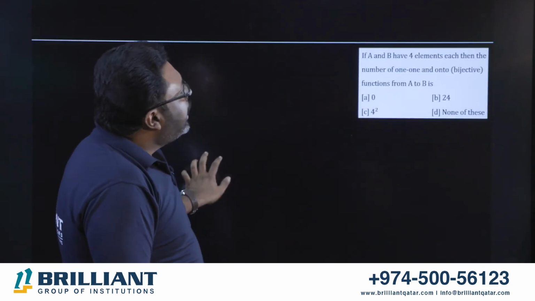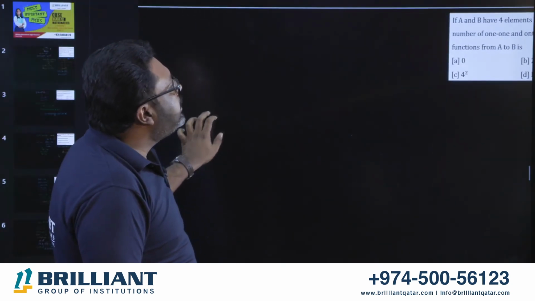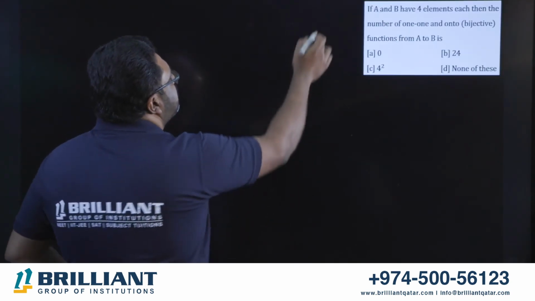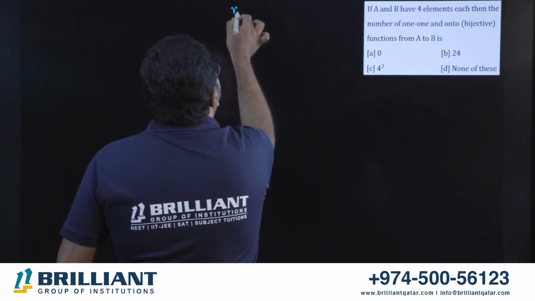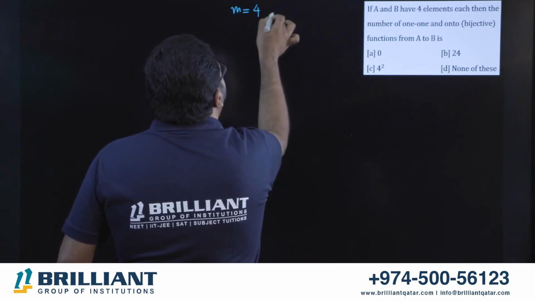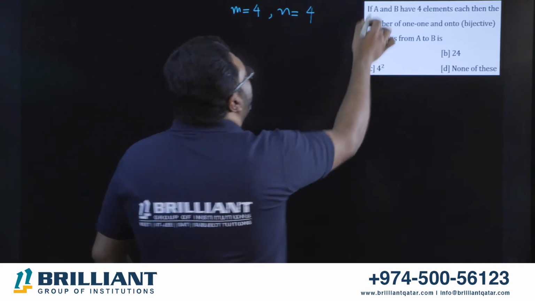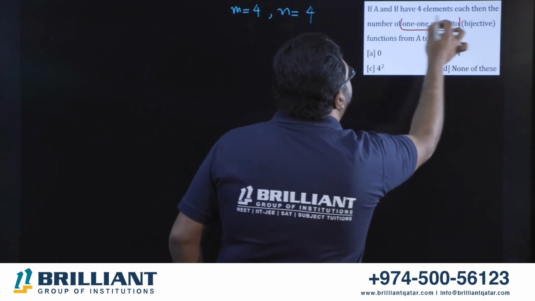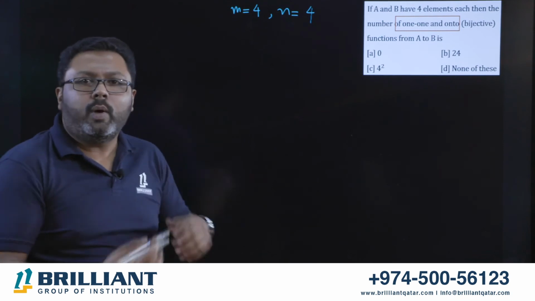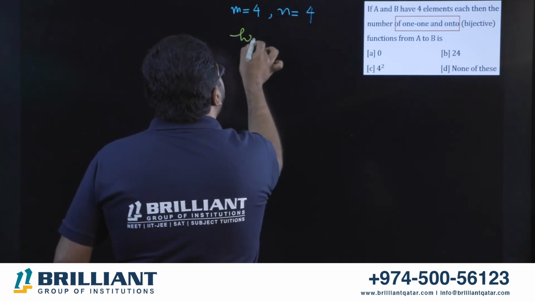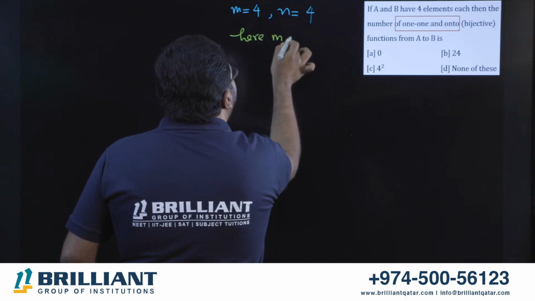Okay, next question. A and B have 4 elements each. So the number of elements in A, m, is equal to 4, and the number of elements in B, n, is also equal to 4. For the number of one-one and onto, bijective functions, the condition is that m should be equal to n, right? Here m is equal to n.